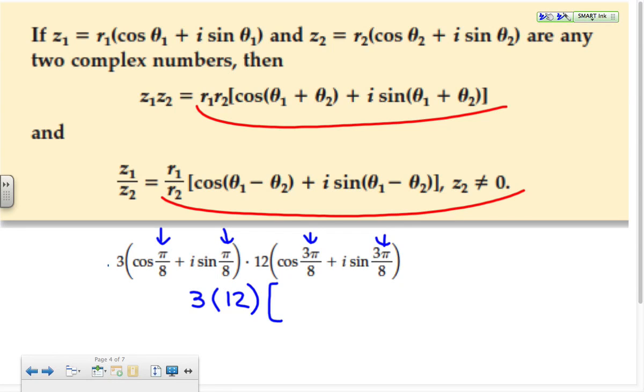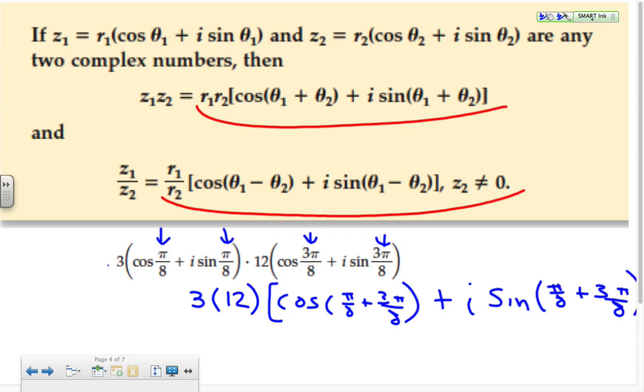All right, so we're going to do cosine of theta 1 plus theta 2. Cosine of pi over 8 plus 3 pi over 8. And then it's plus i sine of pi over 8 plus 3 pi over 8. All right, so let's think about this aside here. Some of you can do this in your head, some of you cannot. I'm doing this for those of you that can't. Pi over 8 plus 3 pi over 8 is 4 pi over 8, which is pi over 2.